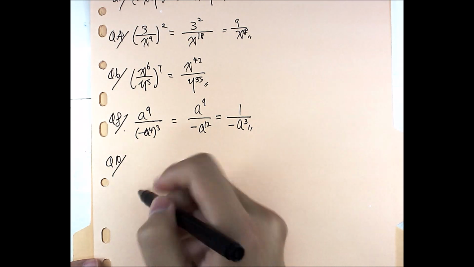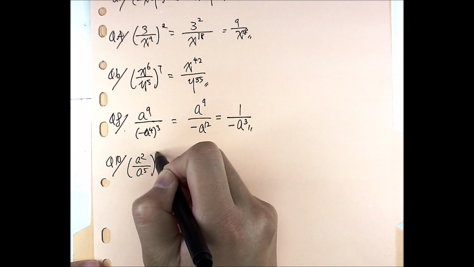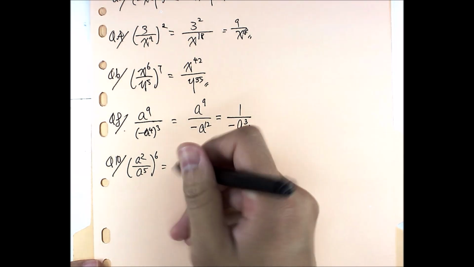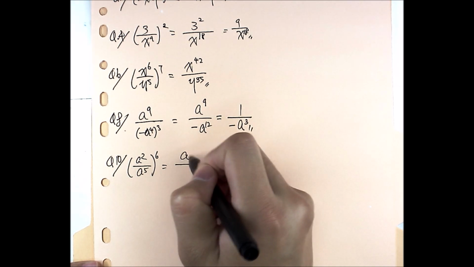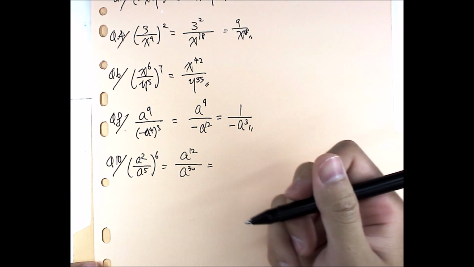Go to question 10. A square over a to the power 5, all to the power 6, okay? You can do the 6 first, okay? A to the power 12 and then a to the power 30. Understand?